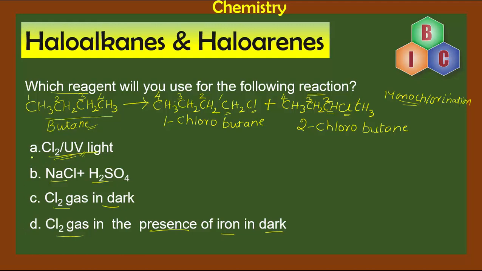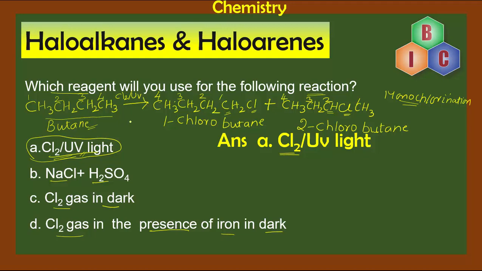So which will be the correct answer? The correct answer will be option A. So that was a very simple question. Upon the arrow you need to write Cl2 in presence of UV light. This is a monohalogenation or monochlorination reaction, wherein you are getting 2 isomeric products.